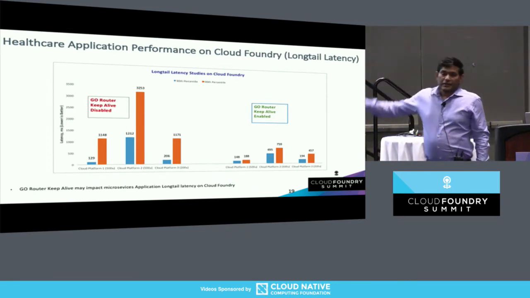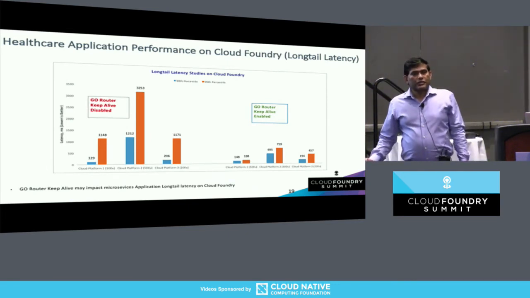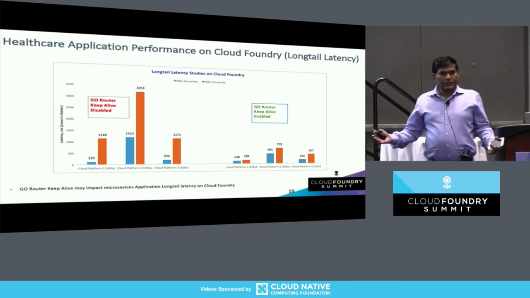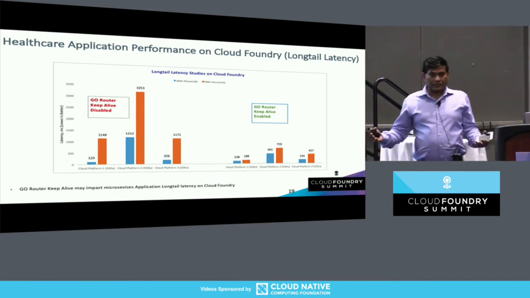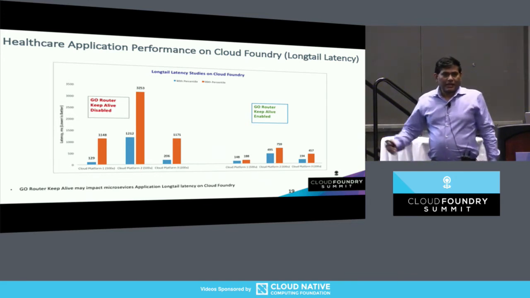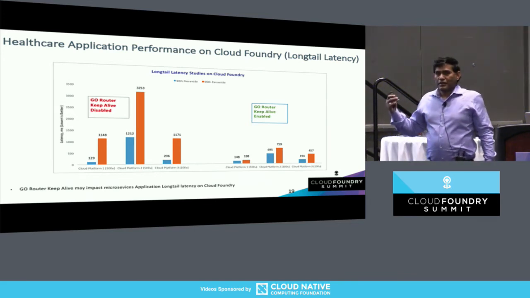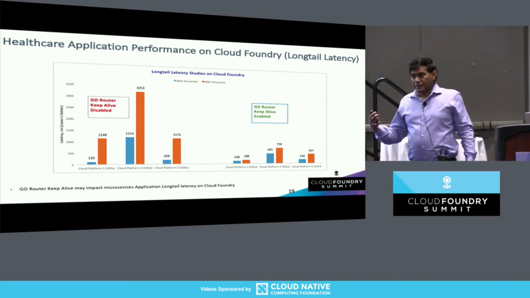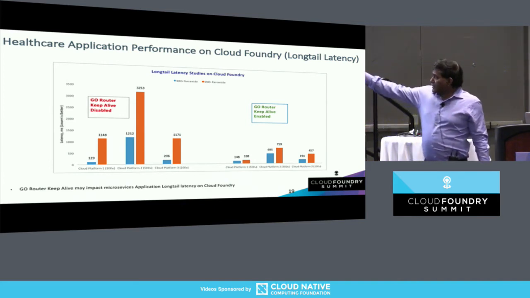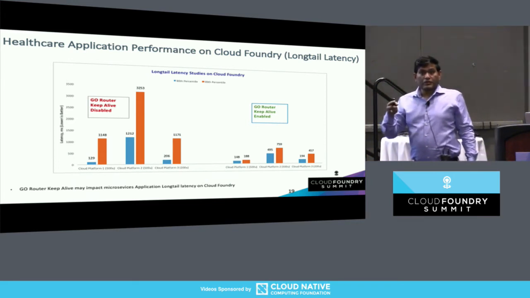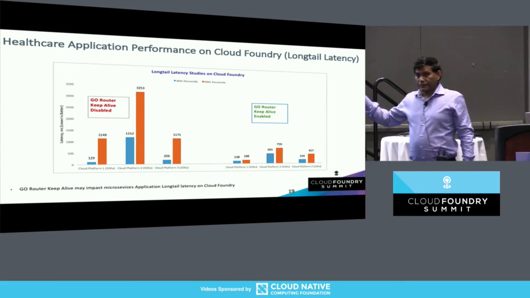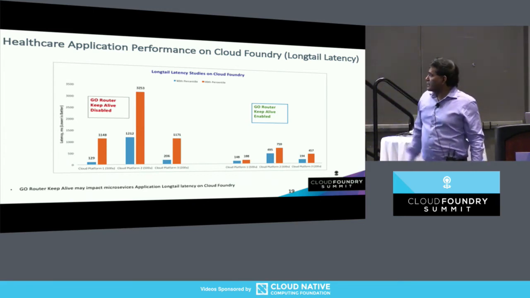So you can see here, another major issue that we saw was the long tail latency. We saw certain transactions, if you go from the 98th percentile to the 99th percentile, there's almost a 10x difference, which is really bad for microservices. So resolving the long tail latencies is a really tough one. But we identified that to be the GoRouter Keep Alive. Once you enable that, then we could resolve the long tail latency. So I suggest all of you take advantage of that to eliminate the long tail latency.